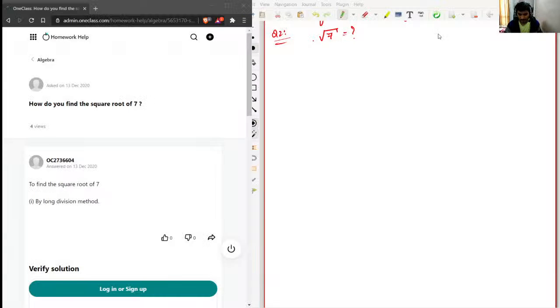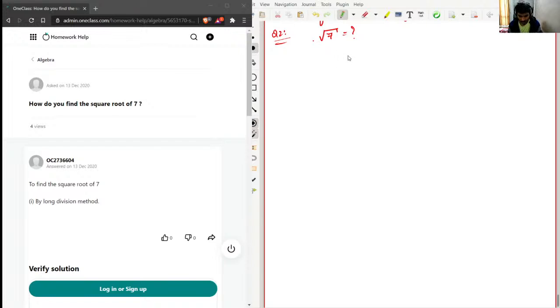For finding the square root of 7, we can clearly see that 7 is a prime number. So we cannot distribute this square root of 7 in terms of prime factors and then club two similar terms together and take it out of the square root. So it is not possible to go with the simple radical method. So for this we are going to go for the division method.